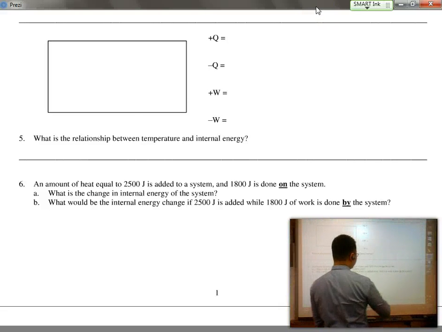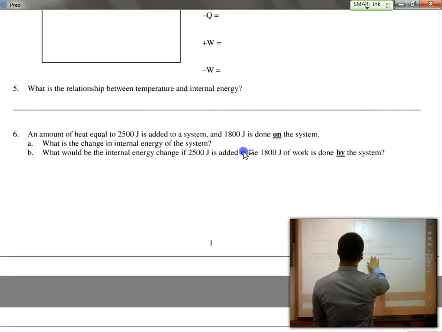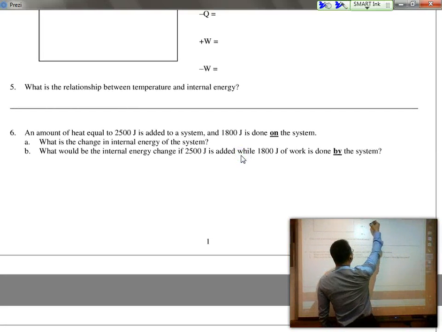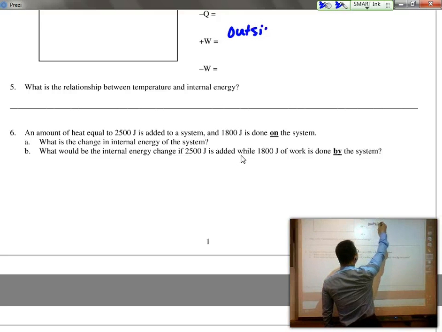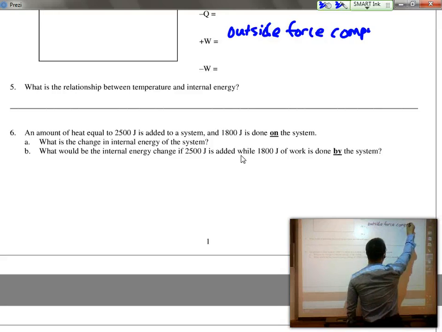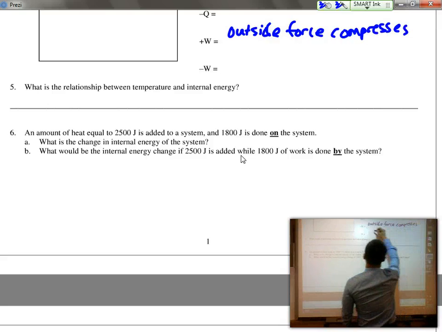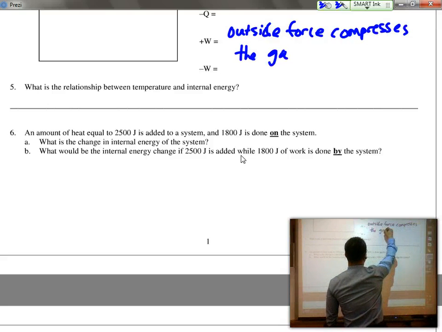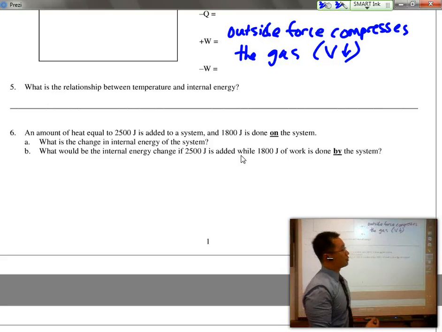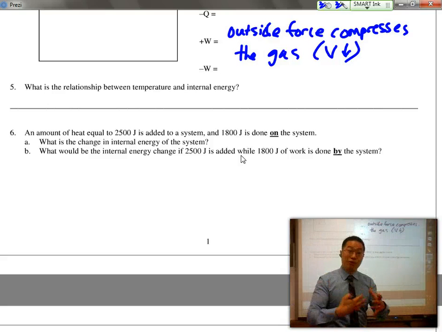So overall, when we talk about positive work, we're literally talking about an outside force compressing the gas. So if I were to write down my definition over here, positive work is an outside force that compresses the gas. So the volume is decreasing, but the positive work is by the outside force.